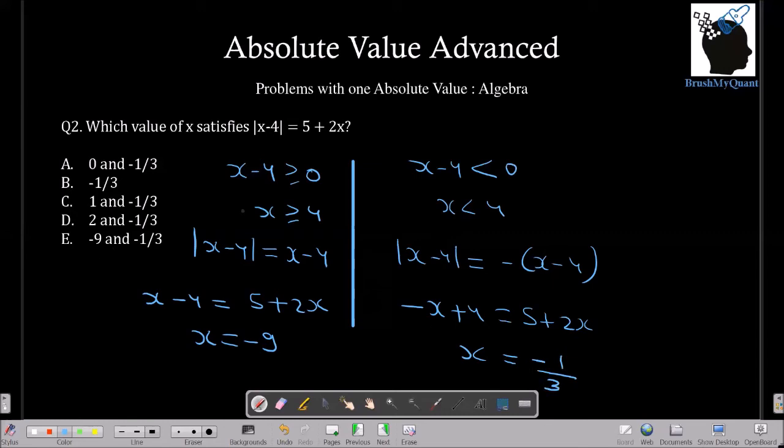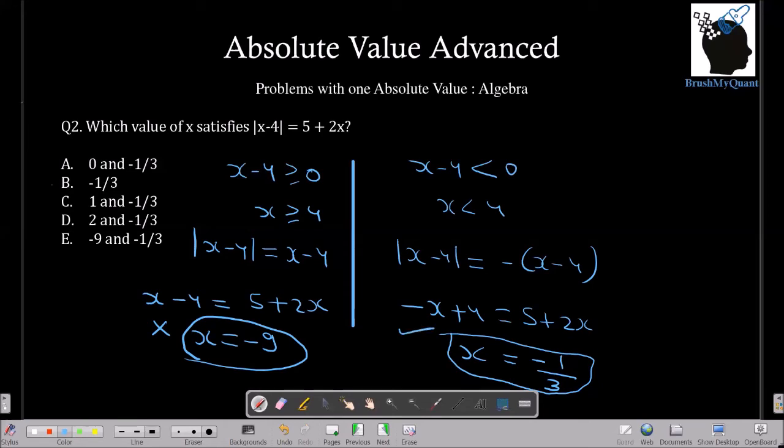Now here the condition is x is greater than or equal to 4, but our solution is x is equal to minus 9. Definitely that is not true. And in the second case, our solution is x is equal to minus 1 by 3, and the condition is x is less than 4, which is true. That means the answer is option number B.